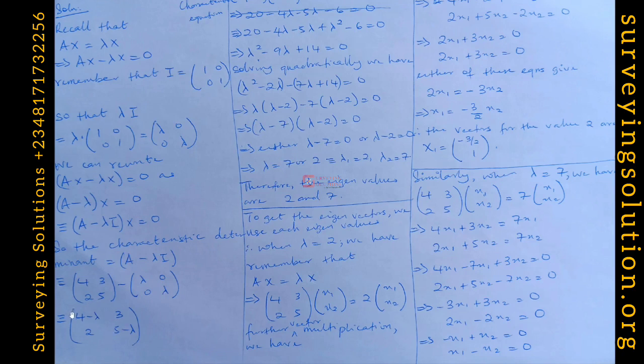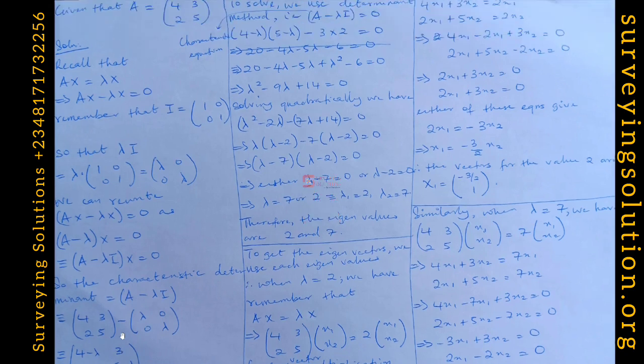So we now have what? A new matrix as what? 4 minus lambda as A11, then 3 as what? A12, 2 as A21, and then 5 minus lambda as what? A22, right? Good. So please, if you miss it at any point, you can always pause and then rewind to get it. So to solve this particular matrix, we use the determinant method, right?